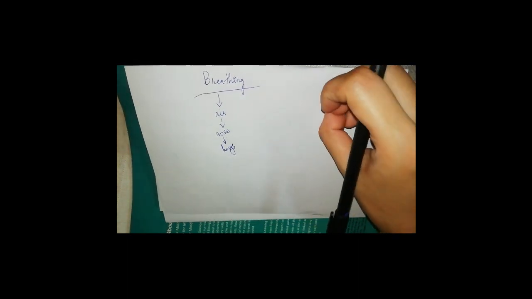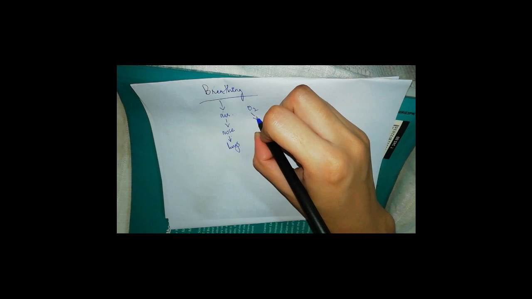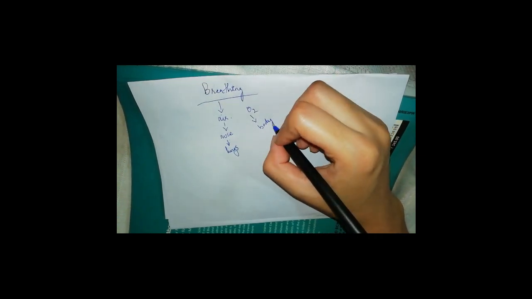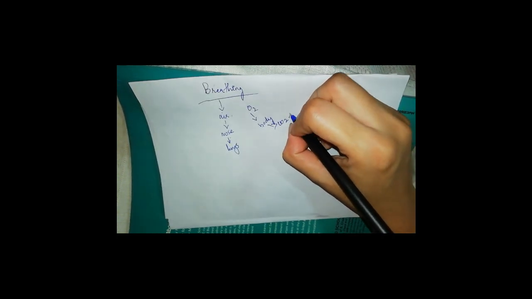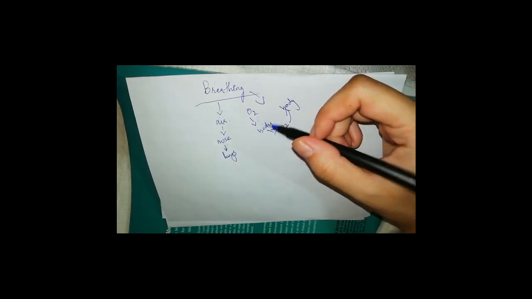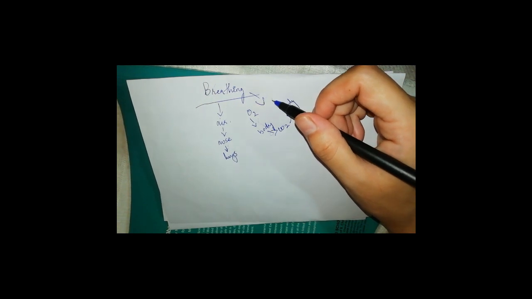The process by which air that is rich in oxygen is taken in inside your body, and then the carbon dioxide-rich air is given out from your body, is known as respiration. So oxygen will be taken in inside your body, and then carbon dioxide will be released from your body. This is known as your breathing.